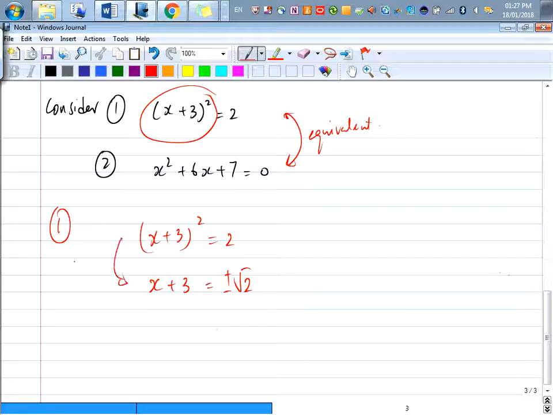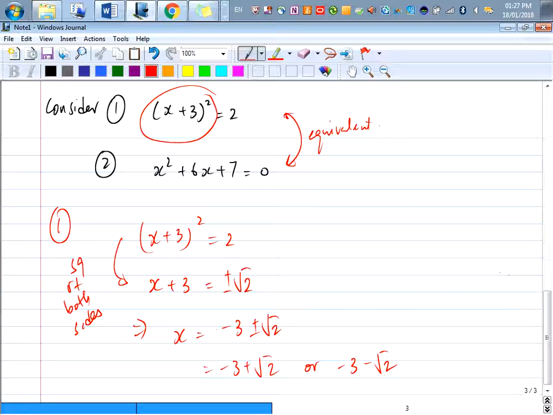So from here to here, square root both sides. Then x will be equal to negative 3 plus minus square root of 2. So there are two answers, which is negative 3 plus square root 2 or negative 3 minus square root 2. Correct? And if you were to use your calculator, whichever method that you know, you realize that the answer is correct. Can?